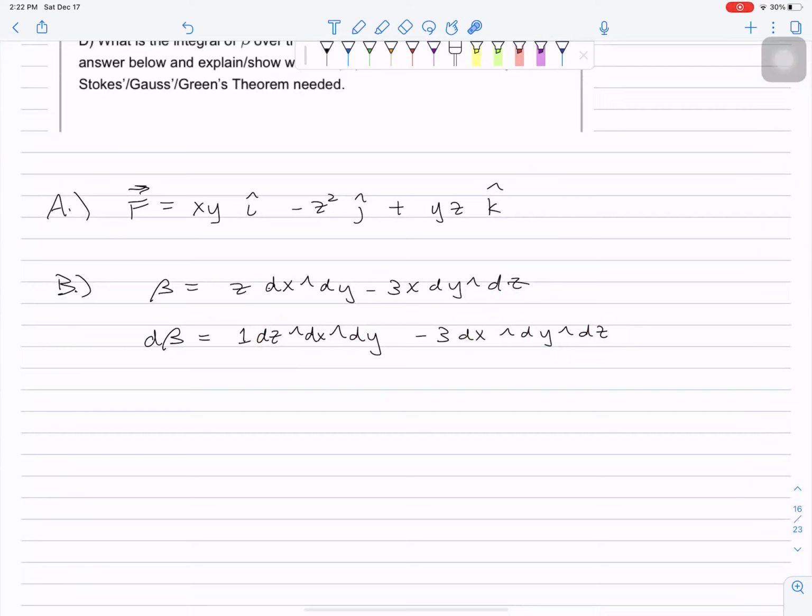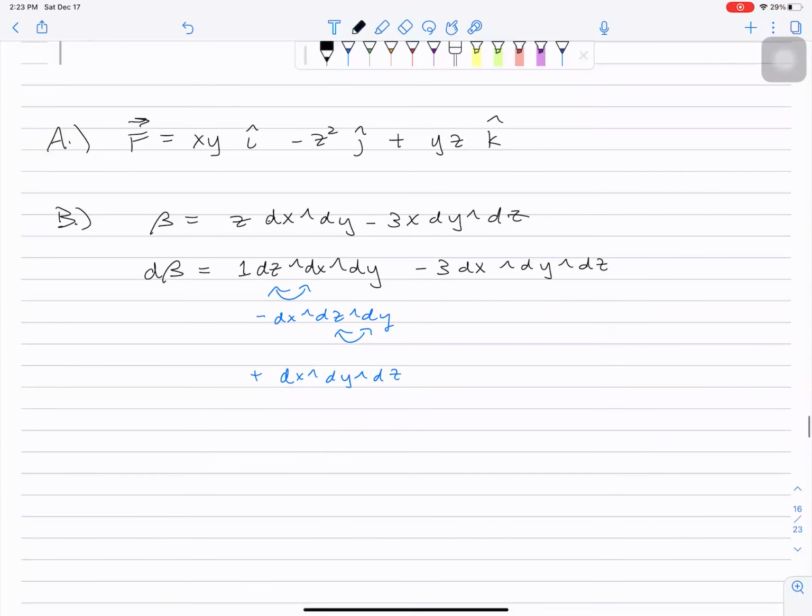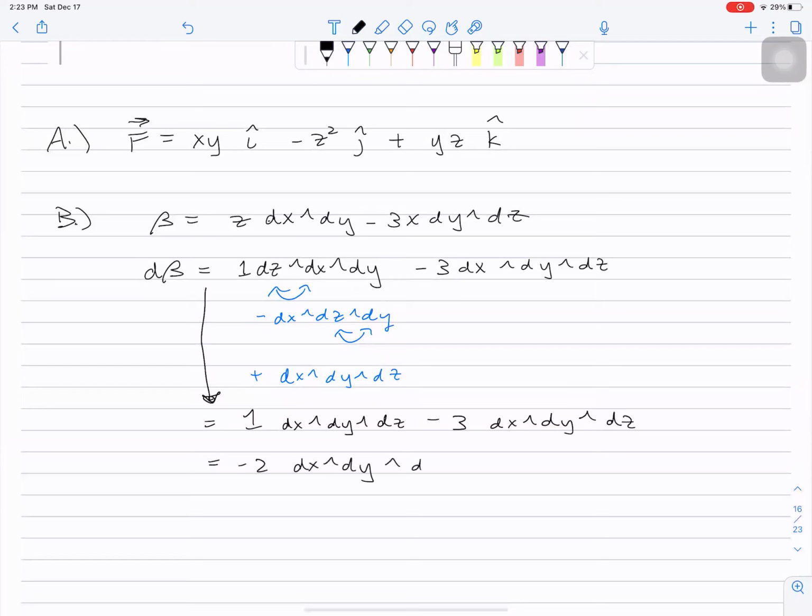So what am I going to do here? When I switch two things, a negative sign comes out. So I get that. But then when I switch these two things, another negative sign comes out. So negative, negative is positive. dx wedge dy wedge dz. And so this d beta continuing is 1 dx wedge dy wedge dz minus 3 dx wedge dy wedge dz. 1 minus 3 is negative 2. So this is my derivative.